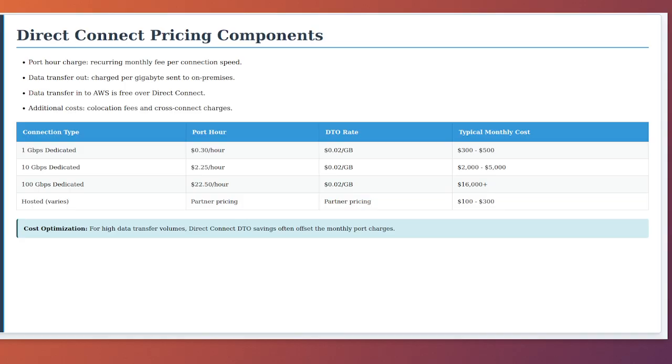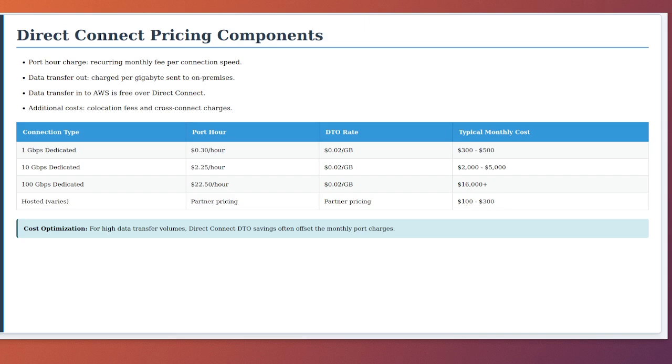There may be additional costs outside of AWS if you are placing your equipment in a colocation facility. You will pay the facility for rack space, power, and the cross-connect to the AWS equipment. Cross-connect fees can range from $50 to several $100s per month depending on the facility. If you are working with a network service provider to extend the connection from the Direct Connect location to your actual data center, you will pay the service provider for that circuit.